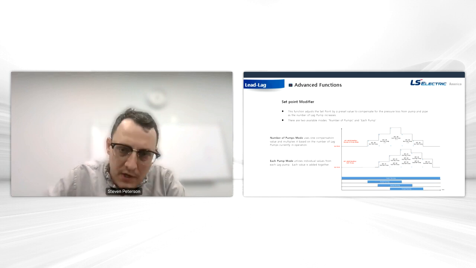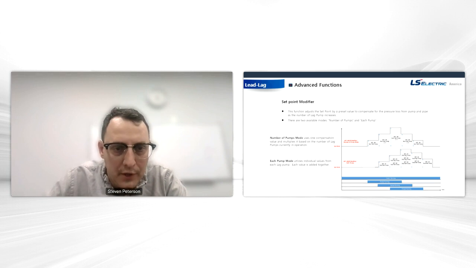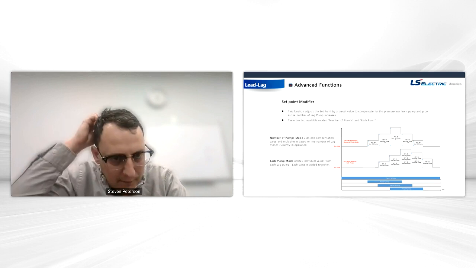Okay. So it might be kind of hard to see this little drawing here and wrap your head around it. So I put a little explanation here, which is the number of pump mode, which is this top line here on this timetable. This uses one compensation value, and it multiplies it based on the number of lag pumps you have.